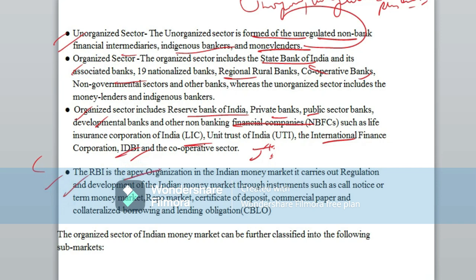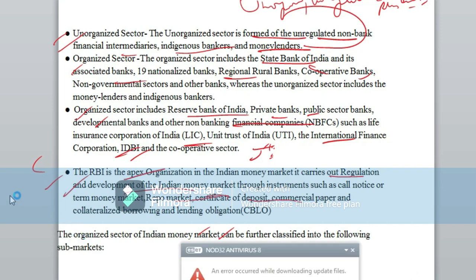Then comes the RBI's organization of the Indian money market, which carries out regulation and development of the Indian money market. In the market there are instruments such as call and notice or term money market, repo operations, certificates of deposit, and the collateralized borrowing and lending obligation, CBLO. ये सारे functions कौन करती है? Reserve Bank of India.